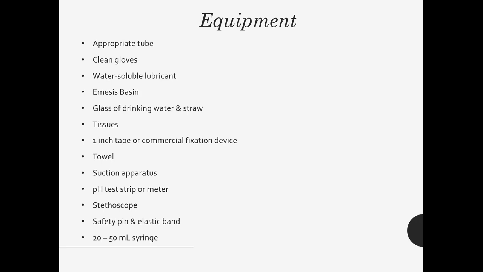Alright, so equipment used for inserting a nasogastric tube. Again, we're going to choose the appropriate tube. Clean gloves, so universal precautions, since we will come in contact with bodily fluids doing this, so we want to wear gloves. Use of water-soluble lubricant. This is to put on the tip of the NG tube to help it go down easier, to make it a little bit more comfortable for the patient. Anytime we're using some kind of lubricant, it needs to be water soluble, okay?